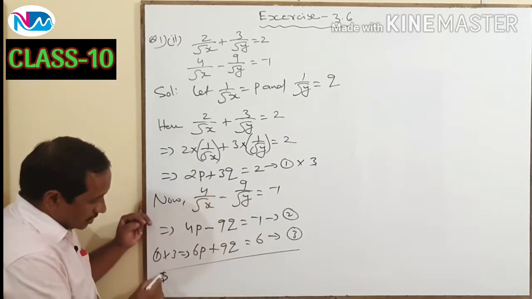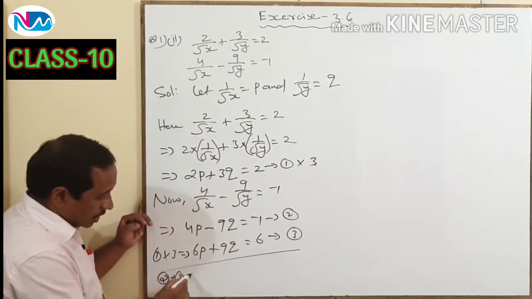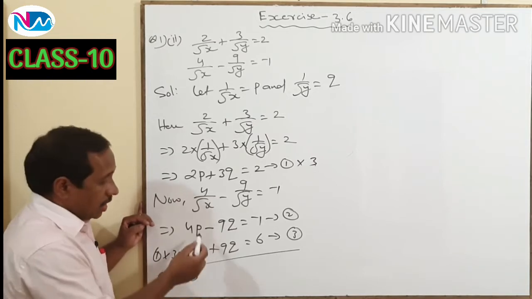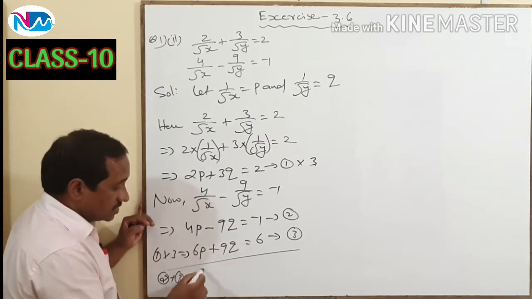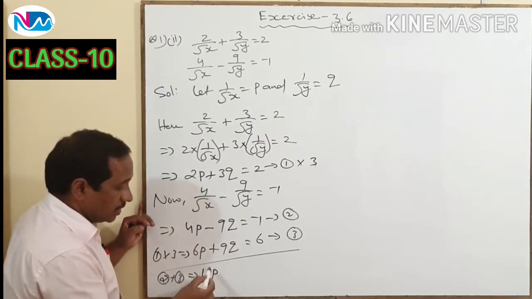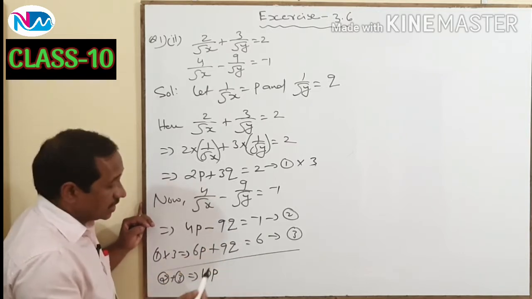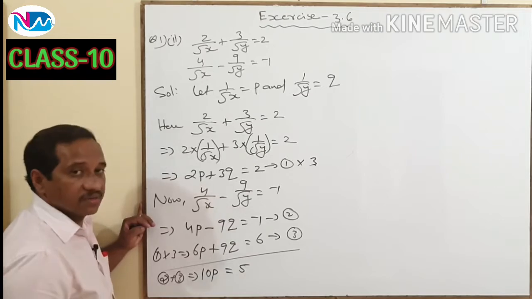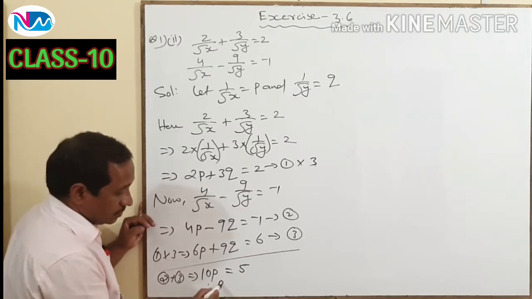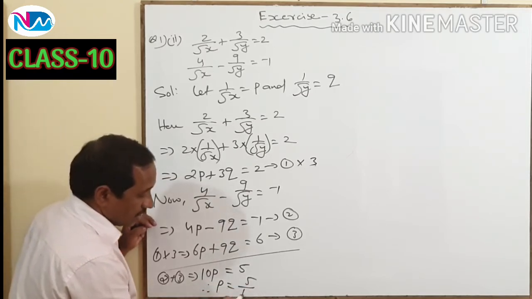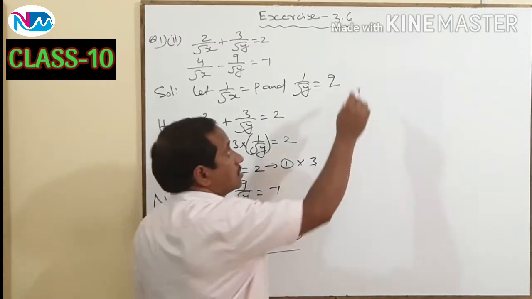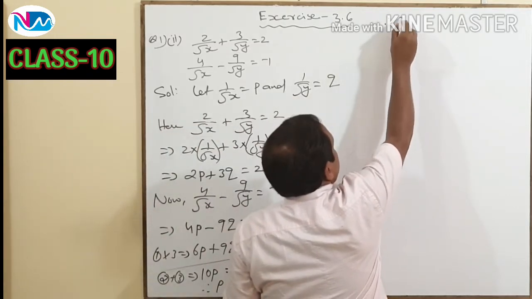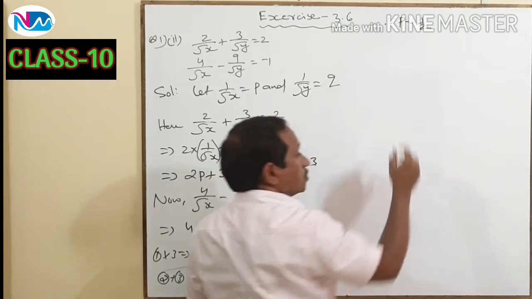So I will add equation number 2 and equation number 3. As a result, 4p plus 6p is equal to 10p, minus 9q plus 9q will be cancelled, minus 1 plus 6 is equal to 5. Therefore, we get p is equal to 5 by 10, and therefore p is equal to 1 by 2.